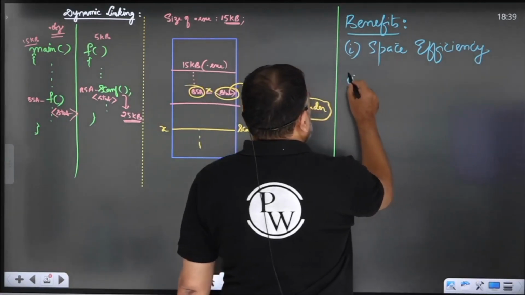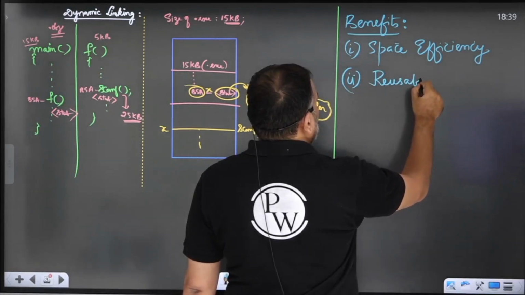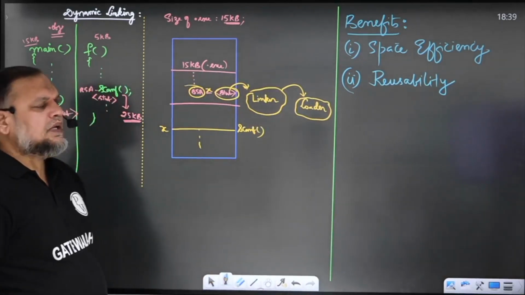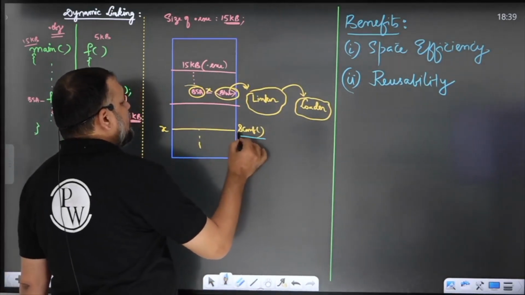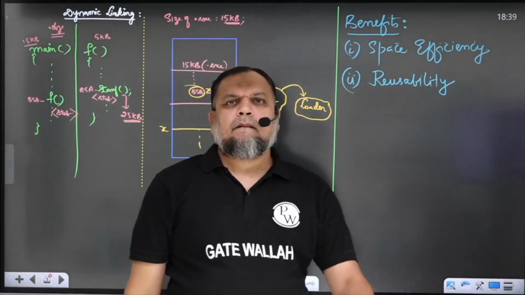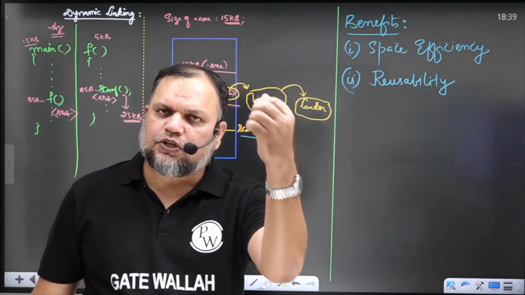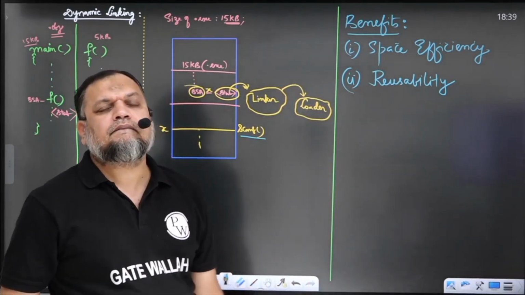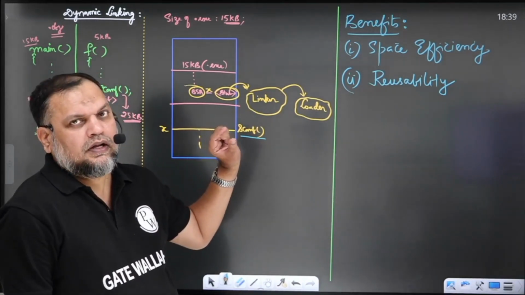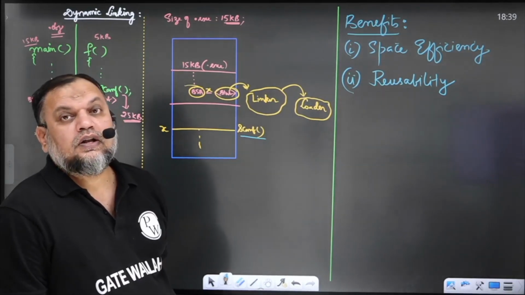Space efficiency. Next, reusability of libraries. Meaning, this scanf copy, I need to have only one copy which can be used by different applications. That's not possible in static linking. If I use static linking, then different C applications need to have their own copy of scanf. But under dynamic linking, I can have only one copy of scanf present in memory, and that can be reused by different applications. So a lot of space efficiency because of this reusability.